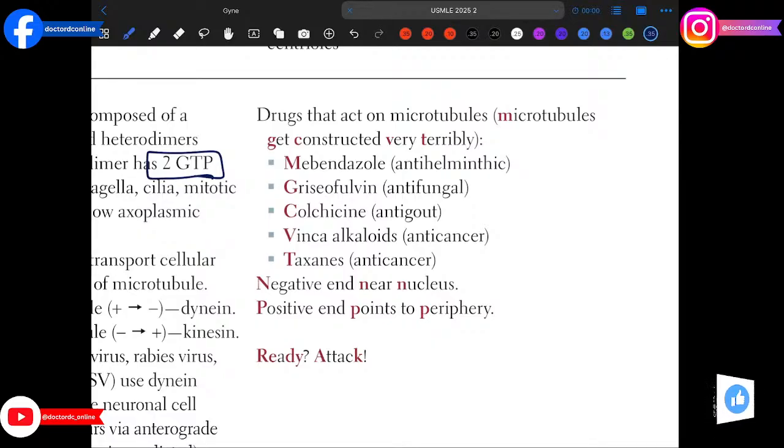And for the parasites and fungi, you want to use inhibitors that are specific to those types of species and have minimal effect on human microtubules. Some examples that are most likely to show up in Step 1 are mebendazole, which treats helminths, griseofulvin, which treats fungi, colchicine, which is a super important drug which treats gout, and vincristine, vinblastine, and paclitaxel, which are all chemotherapy drugs. Now, why does colchicine treat gout?